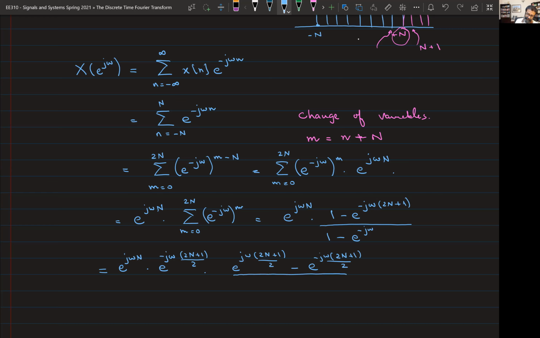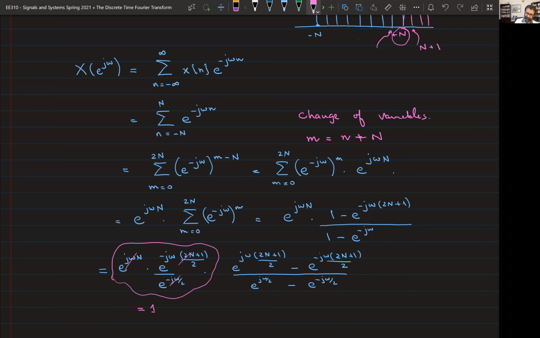And in the denominator, I am also going to pick out e raised by minus j omega by 2 as a common factor. So this is e raised by plus j omega by 2 minus e raised by minus j omega by 2, right? And it turns out this entire thing that you have outside is actually equal to 1. Everything cancels.